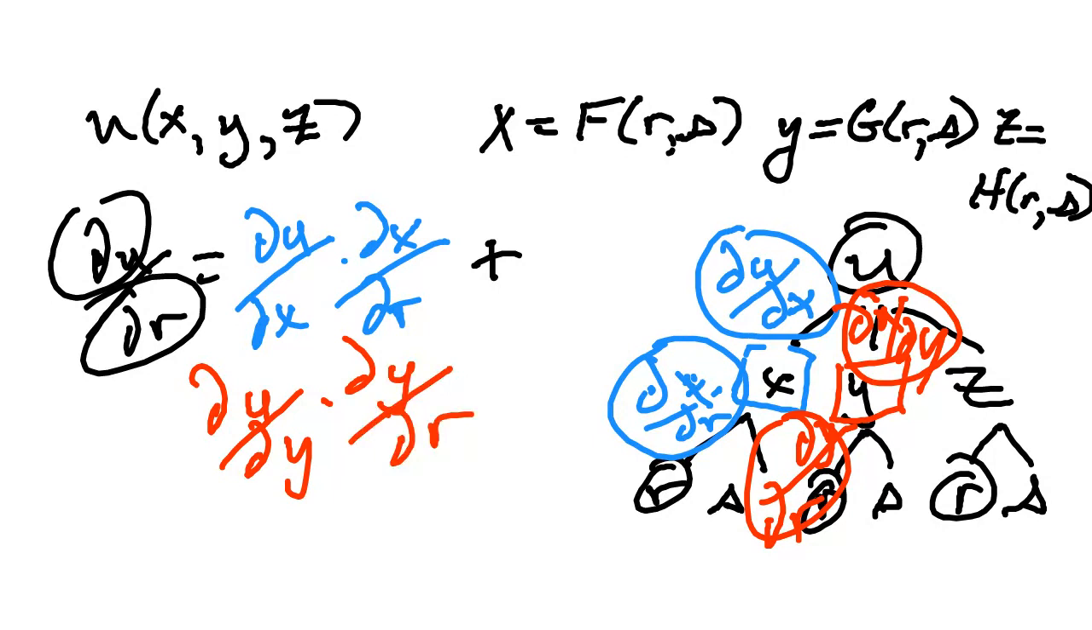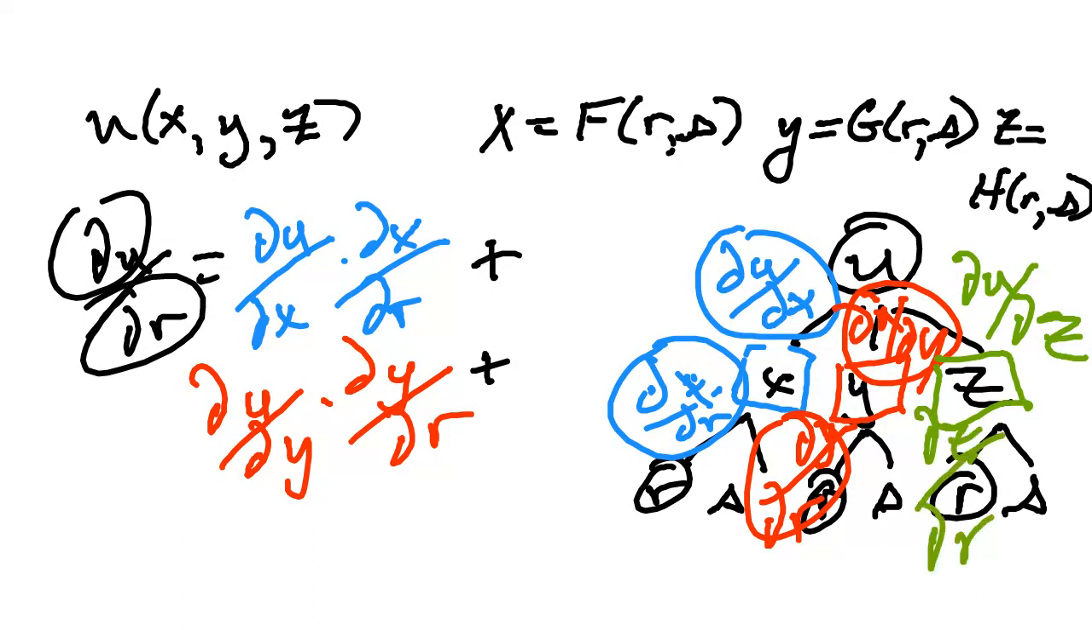And then plus, we got one more piece here. So I'm going to use green for this, for the z branch, the branch that flows through the z. Going from u to z, taking a partial derivative, that'd be the partial of u with respect to z. And then going from z to r, this would be the partial of z with respect to r. So this is going to be the partial of u with respect to z times the partial of z with respect to r.